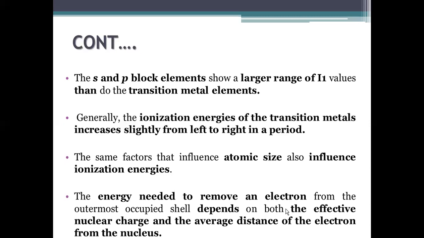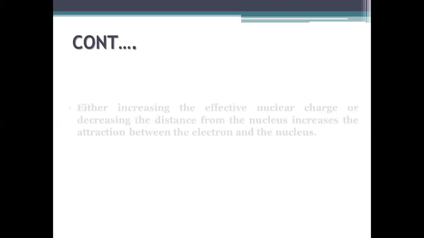Down the group, the number of shells is increasing. As it increases, the effective nuclear charge becomes less, so the ionization energy is decreasing. Along the period, why is it increasing? Your nuclear charge effect is increasing, so the attraction is increasing. You have to provide more energy to remove one electron from your outermost shell. That's why along the period the ionization energy increases.